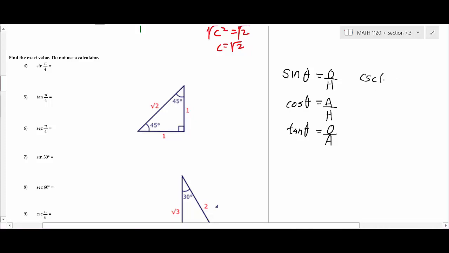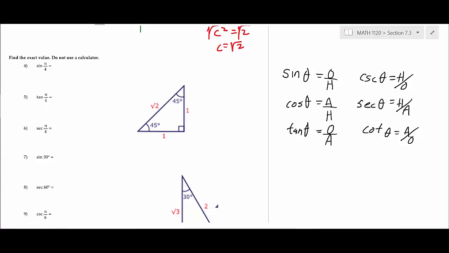Then the cosecant is hypotenuse over opposite. The secant is the reciprocal of the cosine. And then the cotangent is the reciprocal of the tangent. So we have all that. Just for reference, I want that up there, but you don't need to write that down if you don't want to. So what we're going to do is the sine of pi over 4.